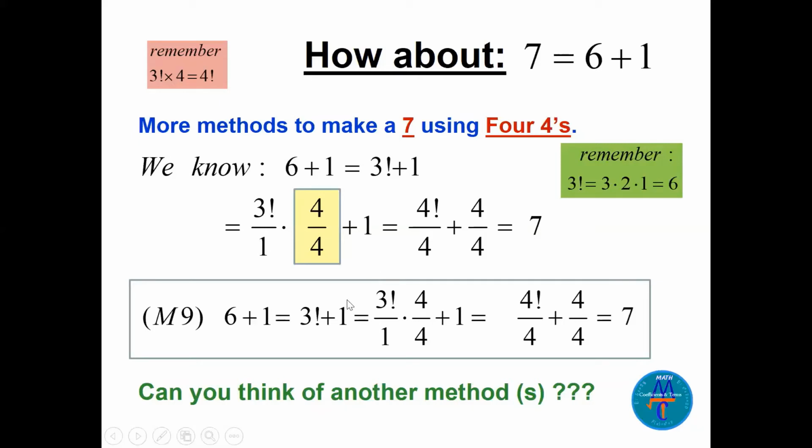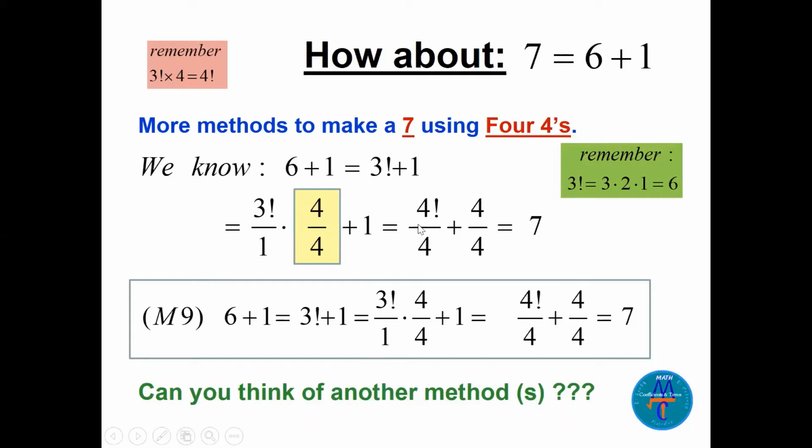Now, let's see. So this one we can say method number 9. You can think of other methods, please, now, because you know now the story, there is a 1 here. See, there is a 1. You can play with this 1. You can write square root of 4 over square root of 4. You can write 4 minus 4 factorial, which is 0 factorial, 1.